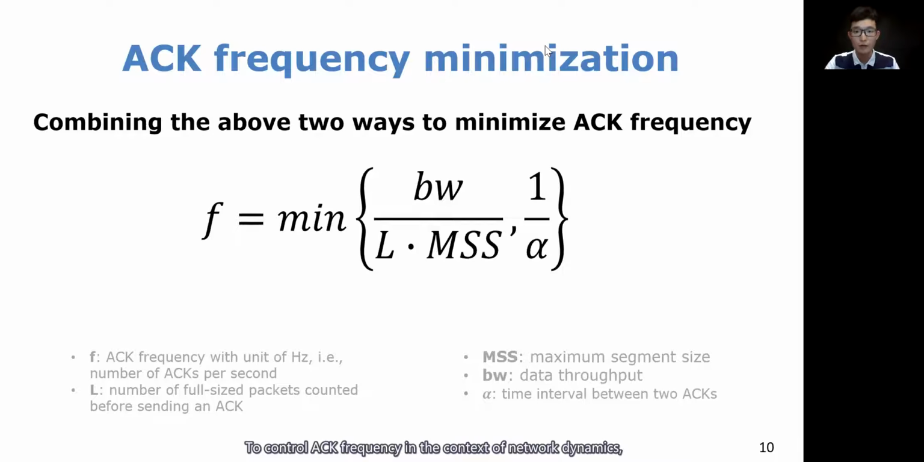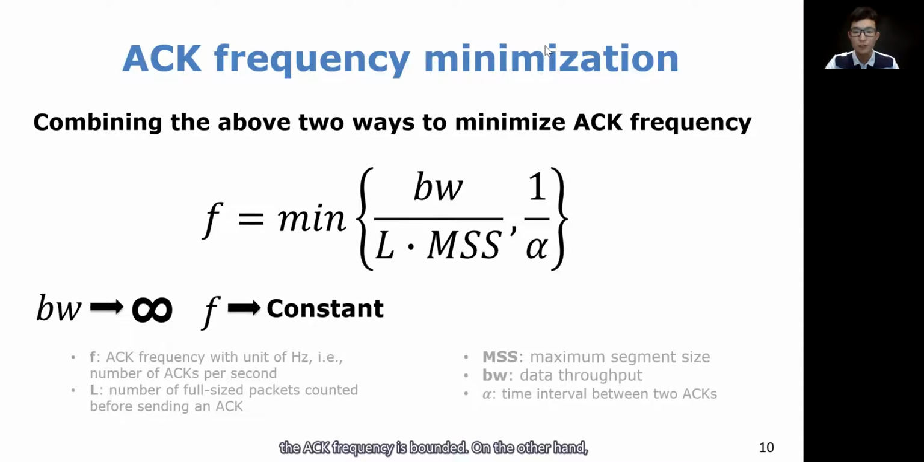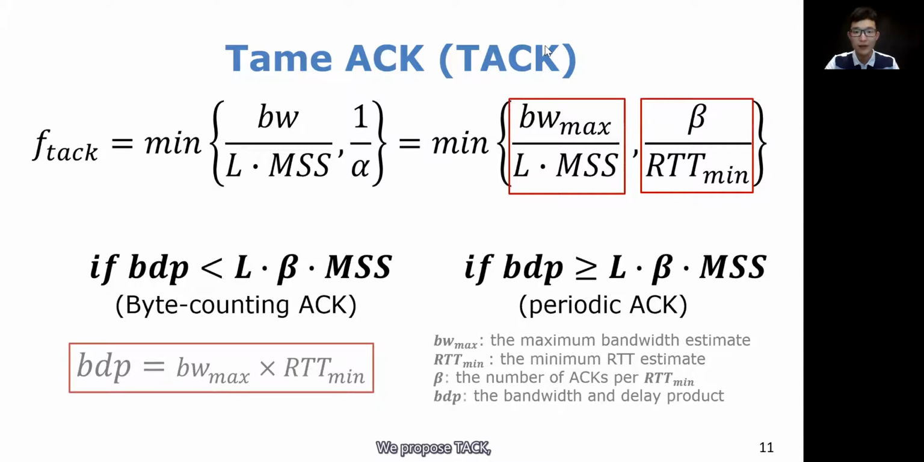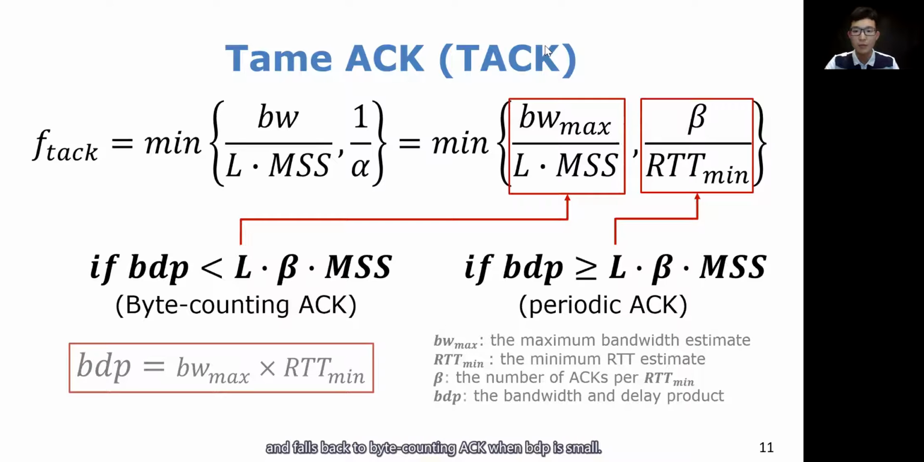To control ACK frequency in the context of network dynamics, we combine the above 2 ways to minimize ACK frequency. When data throughput is high, the ACK frequency is bounded. On the other hand, when data throughput is low, the ACK frequency is reduced proportionally. We propose TACK, an instance whose frequency is decided by BDP, the bandwidth-delay product. Qualitatively, TACK applies periodic ACK when BDP is large, and falls back to byte counting ACK when BDP is small.